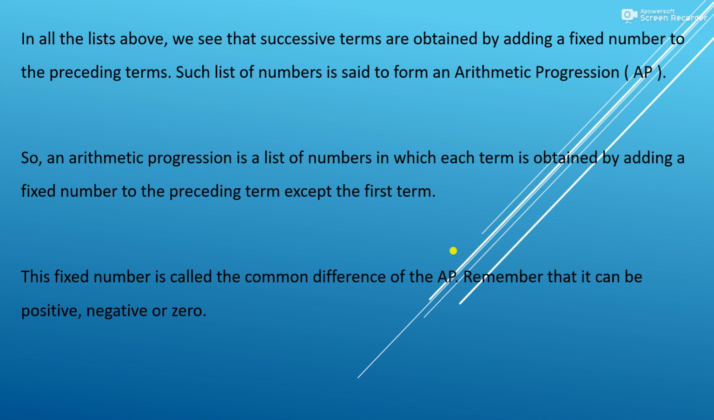In all the lists above, we see that successive terms are obtained by adding a fixed number to the preceding terms. Such a list of numbers is said to form an arithmetic progression. So, an arithmetic progression is a list of numbers in which each term is obtained by adding a fixed number to the preceding term except the first term. This fixed number is called the common difference of the AP, and it is denoted by the small letter d. Remember that this difference can be a positive number, a negative number, or 0.